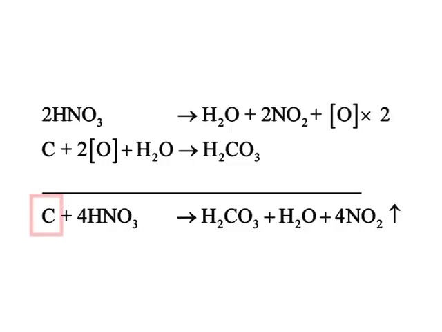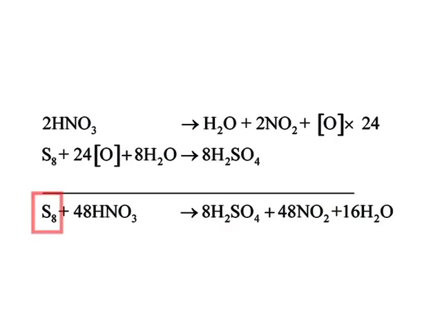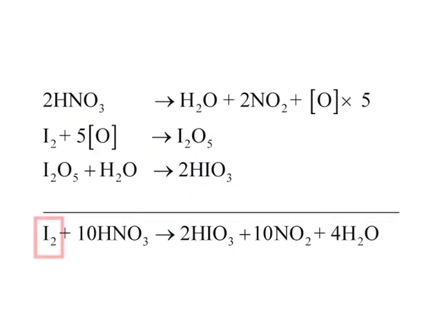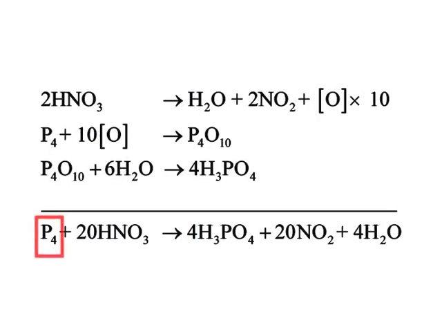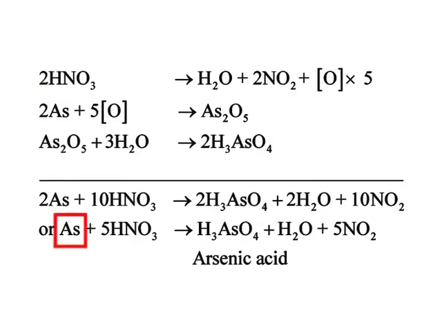For example, carbon is oxidized to carbonic acid, that is H2CO3. Sulfur is oxidized to sulfuric acid, that is H2SO4. Iodine is oxidized to iodic acid, that is HIO3. Phosphorus is oxidized to phosphoric acid, that is H3PO4. Arsenic is oxidized to arsenic acid, that is H3AsO4.